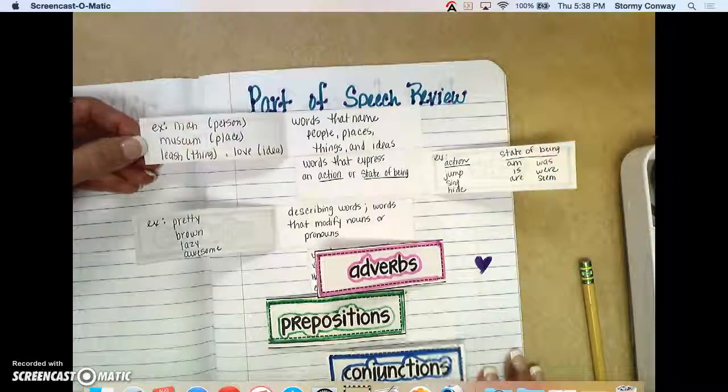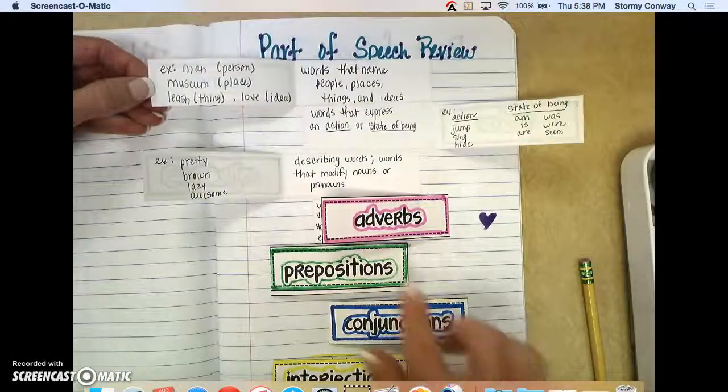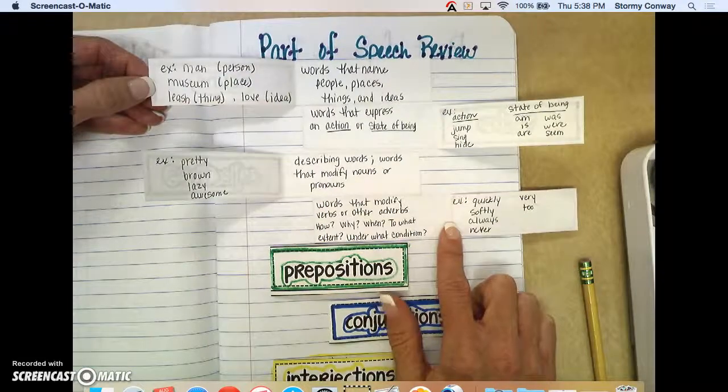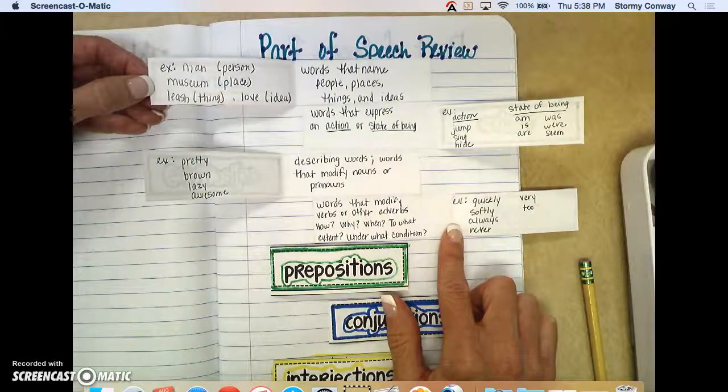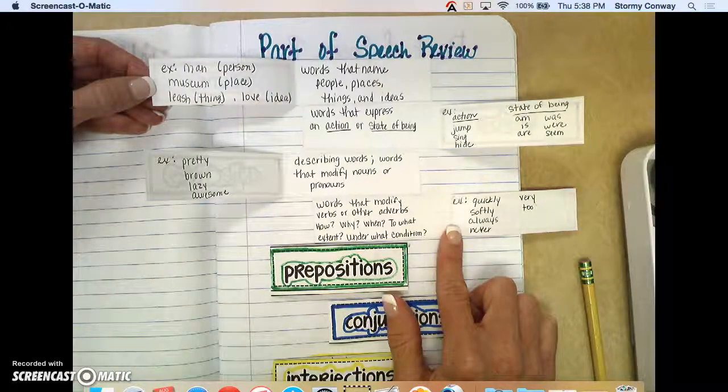The next part of speech we have is adverbs. Now, adverbs are words that modify verbs or other adverbs. There are some questions you can ask yourself, such as how, why, when, to what extent, under what condition. One thing you can remember is that most adverbs end in ly. Not all of them, but most of them. Some examples are quickly, softly. Here are some that do not end in ly: always, never, very, and too.